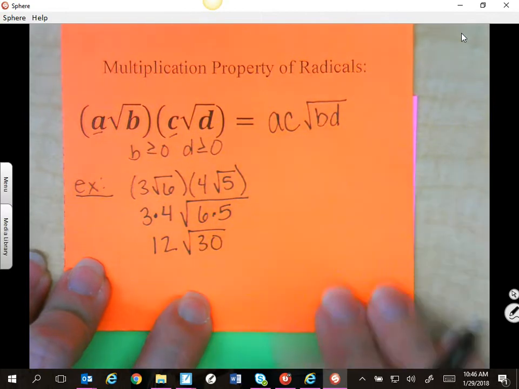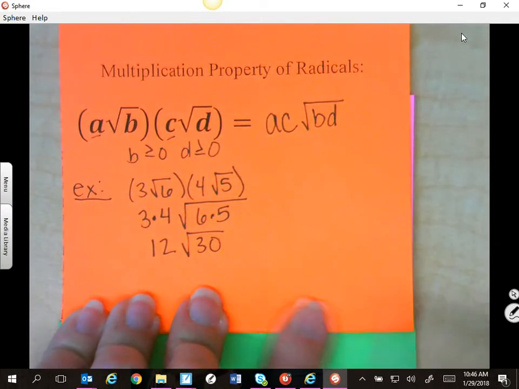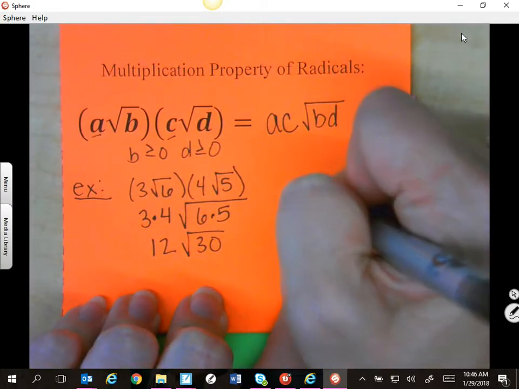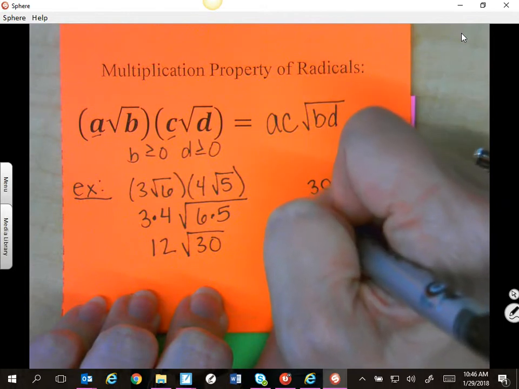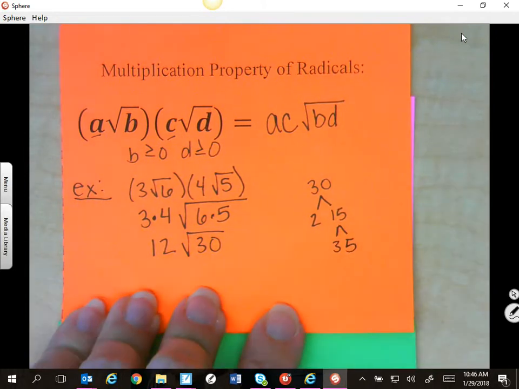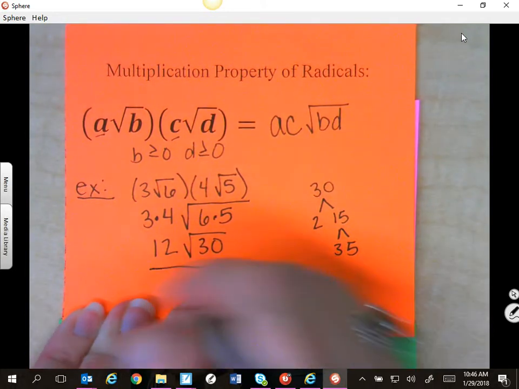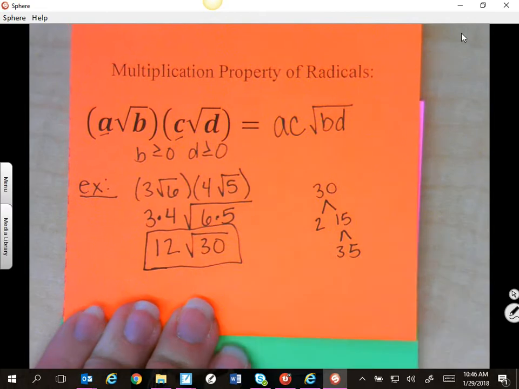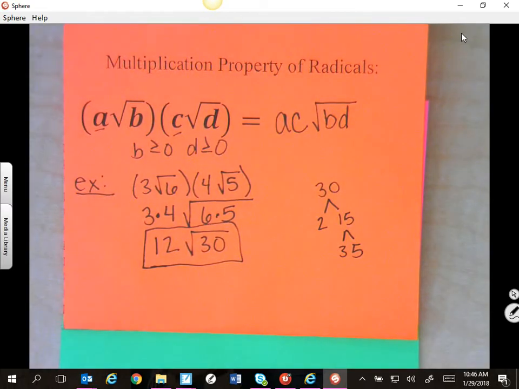Now, you do need to make sure that your radicand is simplified. 30 is 2 times 15, which is 3 times 5. I have no pairs, so I know that I am done. Okay? We'll do another example.